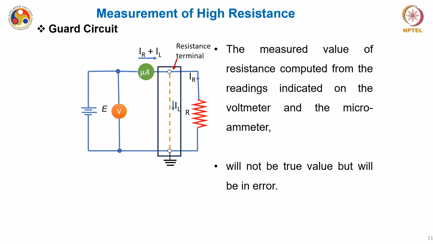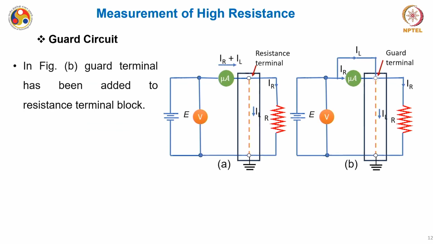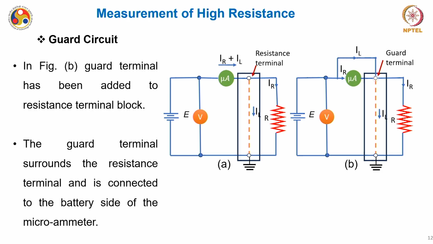Okay, and therefore it will be erroneous in nature. Now what we do is we have now introduced a guard circuit. Say this is the guard terminal. This has been added to the resistance terminal block. Now the guard terminal surrounds the resistance terminal and is connected to the battery side of the microammeter.